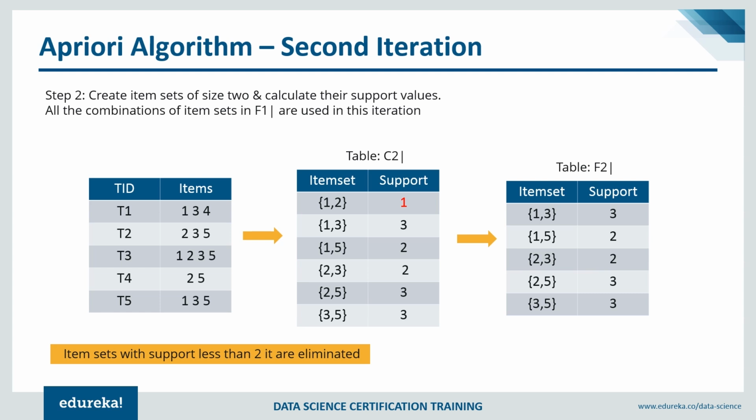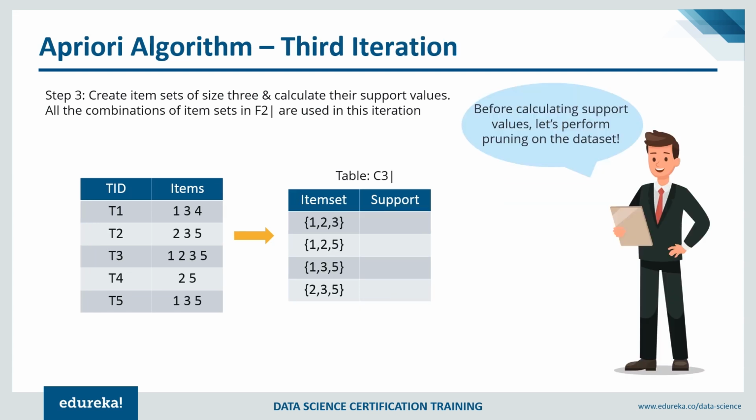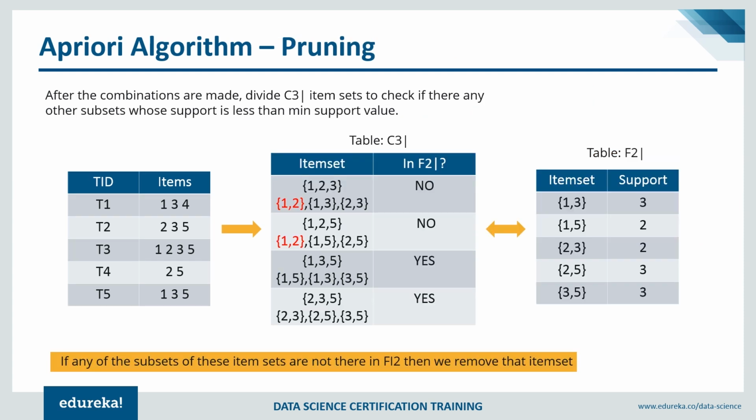Now, what we're going to do is create the item list of size 2. All the combinations of the item sets in F1 are used in this iteration. So we've left 4 behind. We just have 1, 2, 3, and 5. The possible item sets are 1,2, 1,3, 1,5, 2,3, 2,5, and 3,5. Then again, we'll calculate the support. In table C2, we see that the item set 1,2 has a support value of 1, which has to be eliminated. So the final table F2 does not contain 1,2. Similarly, we create the item sets of size 3 and calculate the support values, but before calculating the support, let's perform the pairing on the data set.